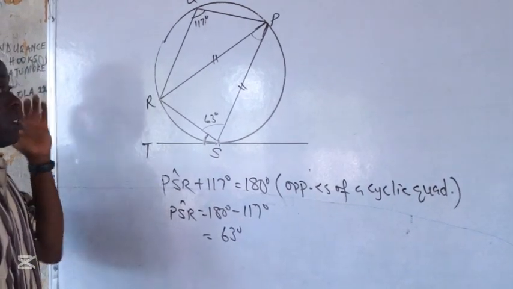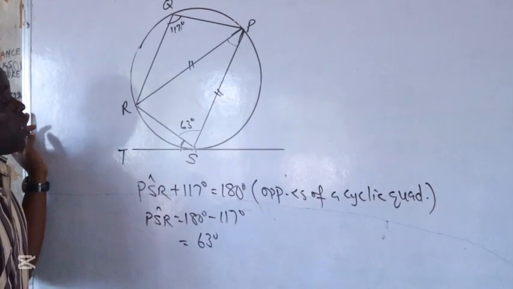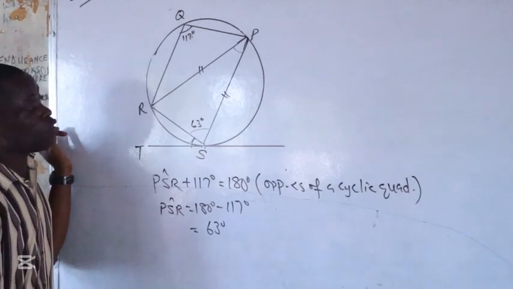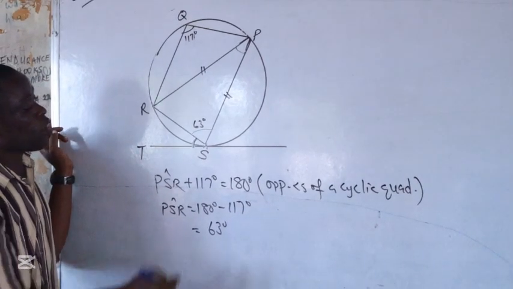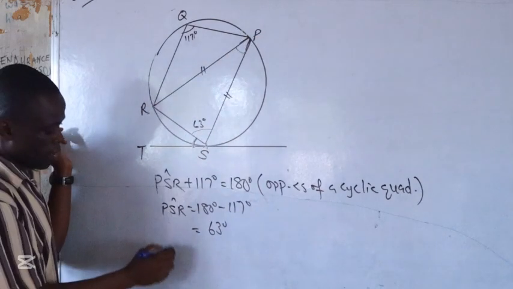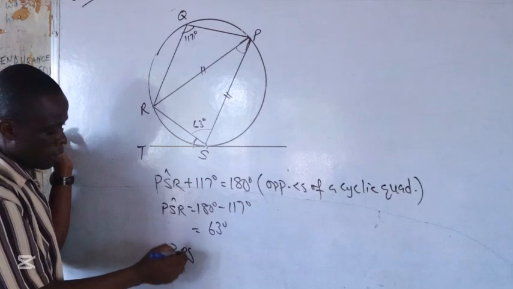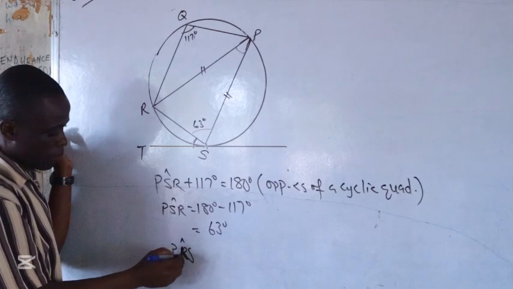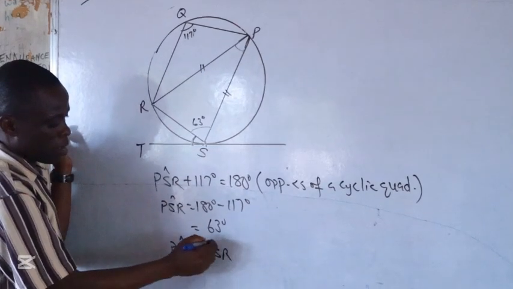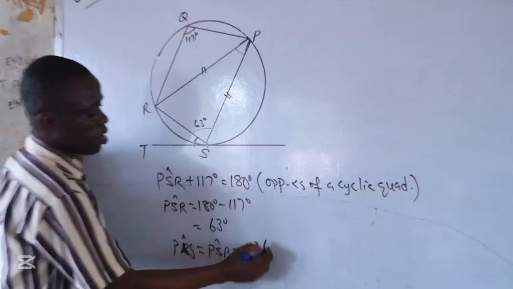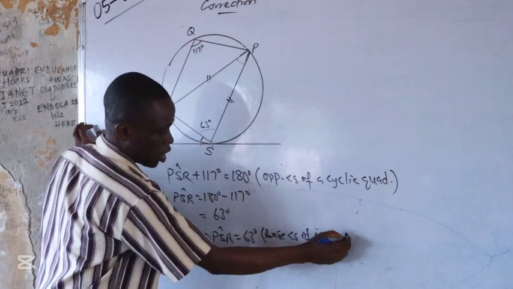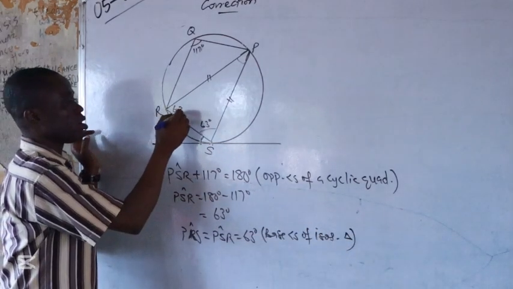63 degrees. So this angle is 63 degrees. But you can still see that in that triangle, PRS is an isosceles triangle where the two base angles are equal. So PRS is equal to PSR, and that is 63 degrees. Reason: base angles of isosceles triangle. So this angle also is 63 degrees.